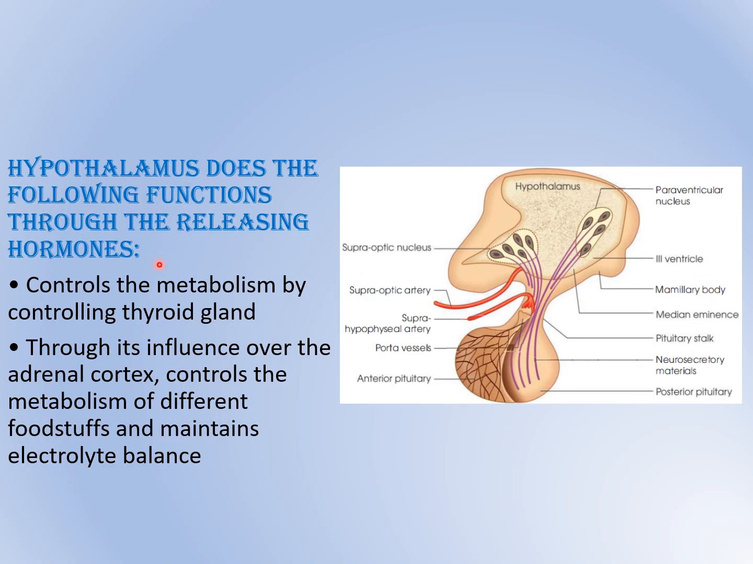Now the hypothalamus does its functions through releasing hormones. First of all, it controls metabolism by controlling the thyroid gland. Through its influence over the adrenal cortex, it controls the metabolism of the different foodstuffs and maintains the electrolyte balance. This one is the posterior pituitary and this one is the anterior pituitary. This one is the paraventricular nucleus, this one is the hypothalamus, and this one is the supraoptic nucleus.